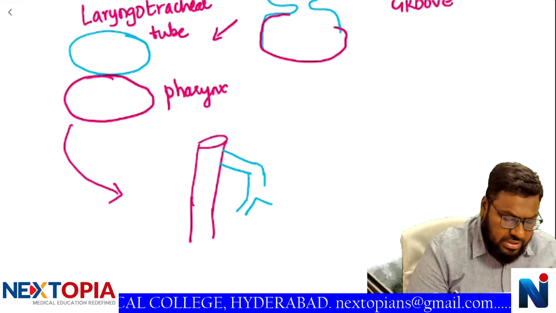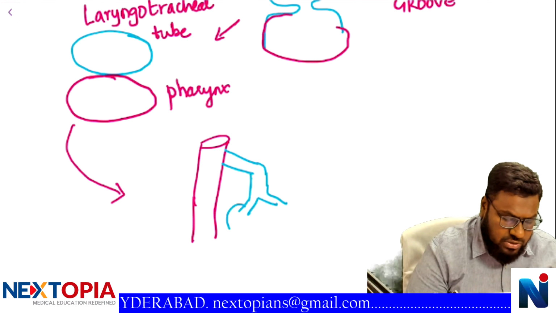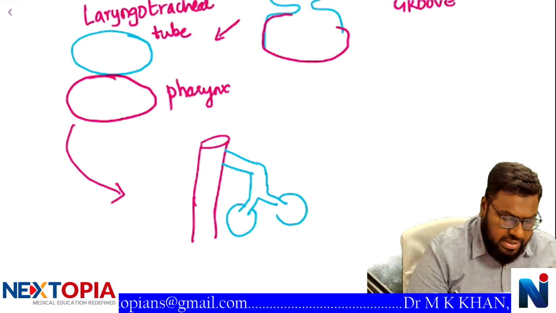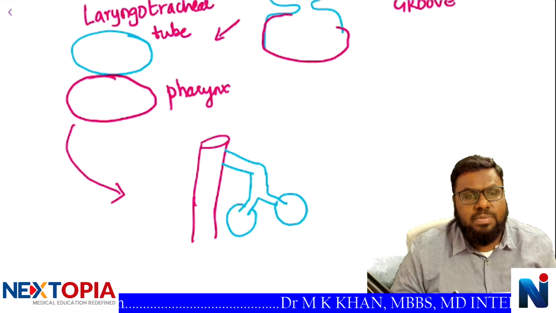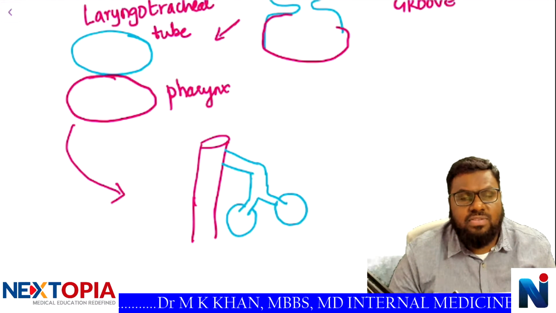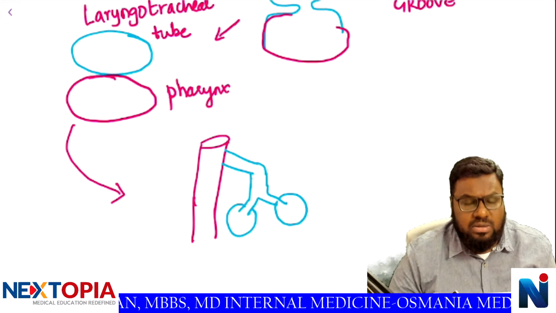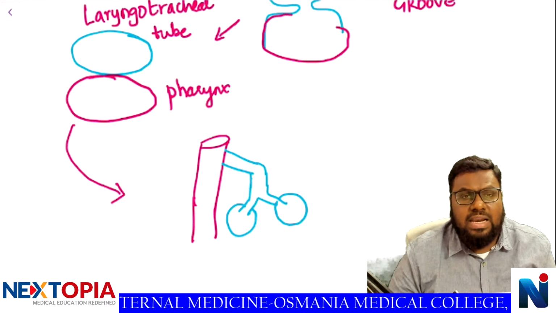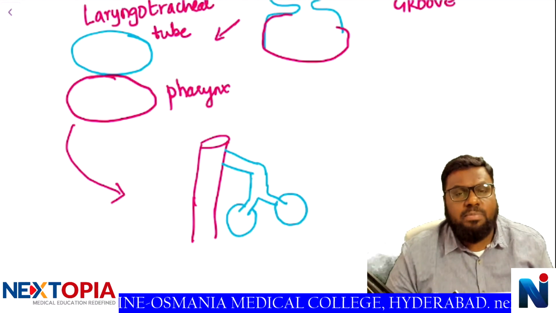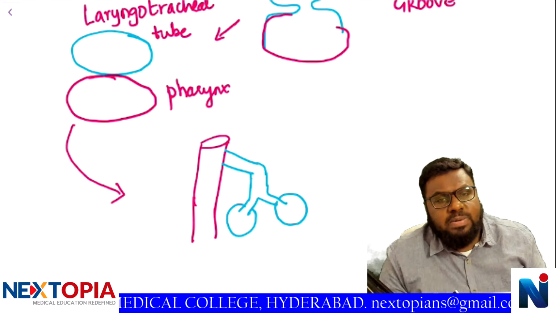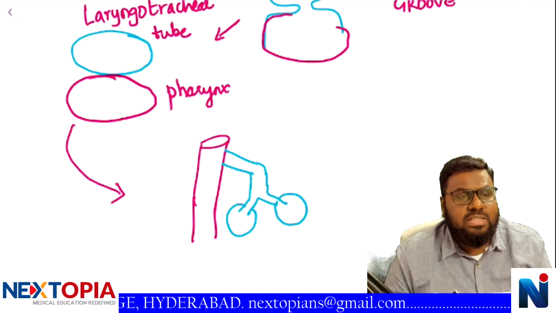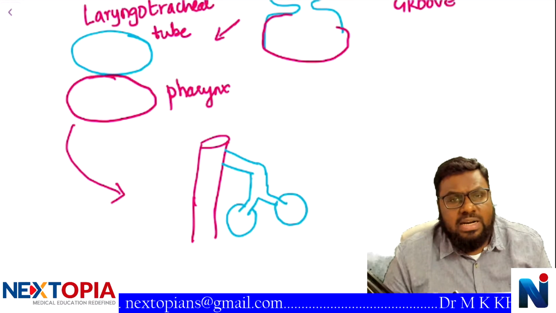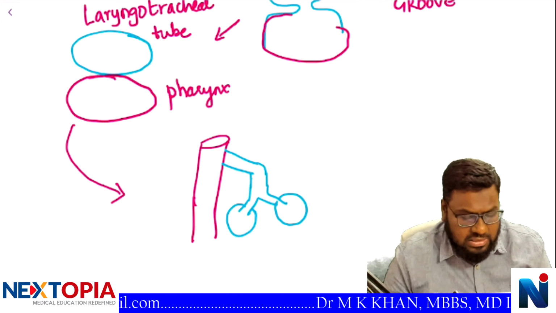Now the trachea divides into two branches and gives rise to small respiratory buds, the right and left respiratory buds, which grow into the right and left lungs. So we call it the respiratory primordium. Initially the respiratory primordium is formed, right and left respiratory buds are formed. These respiratory buds grow into right and left lungs.